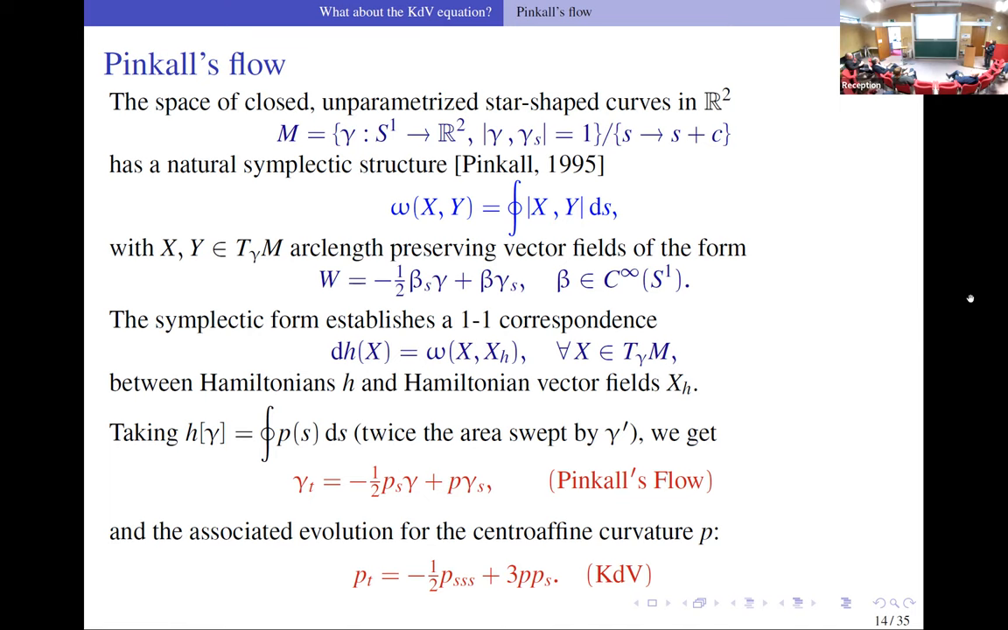You use this correspondence. It's actually an easy exercise, a couple of lines. You want to find the vector field whose Hamiltonian is the total curvature. So you use this correspondence and you are going to get this one. By the way, P is the only relevant one because the other coefficient of gamma is dictated by arc length preservation. And if you look at the evolution of P, that's the KdV. So the KdV equation arises as related to a pretty simple evolution equation in centroaffine geometry in the plane.